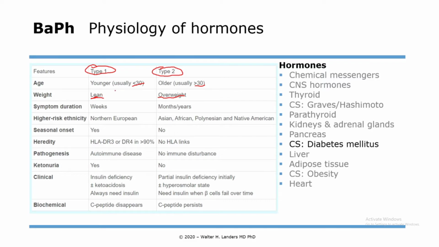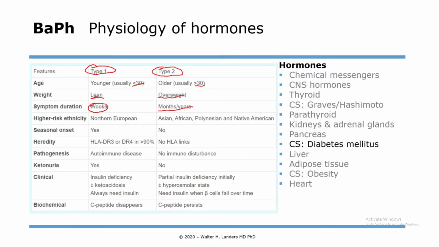Let's see, the duration of symptoms. After the disease has established, a patient with type 1 diabetes will often present within weeks or days, whereas the symptom duration for type 2 is months to years.